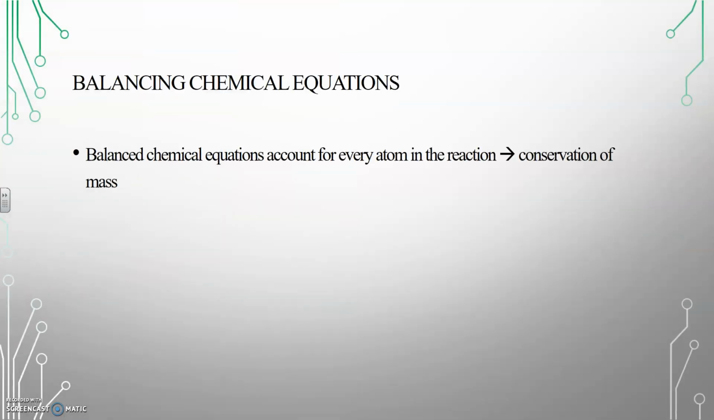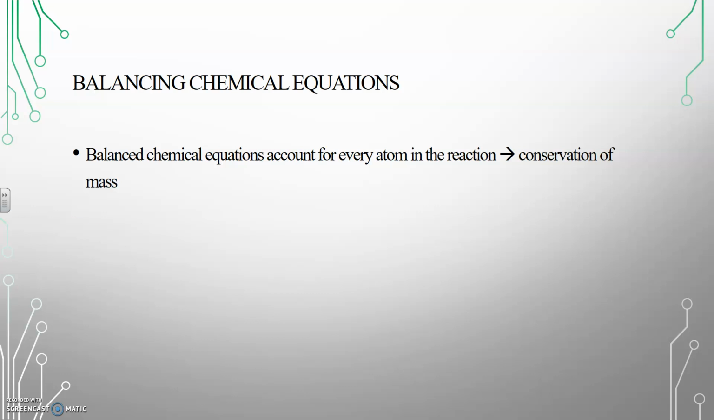Okay, so a balanced chemical equation accounts for every single atom in the reaction. And this ties into the principle of the conservation of mass. Basically, you can't create or destroy atoms. So you have to be able to account for every single atom that you find in the reactants in the products as well.